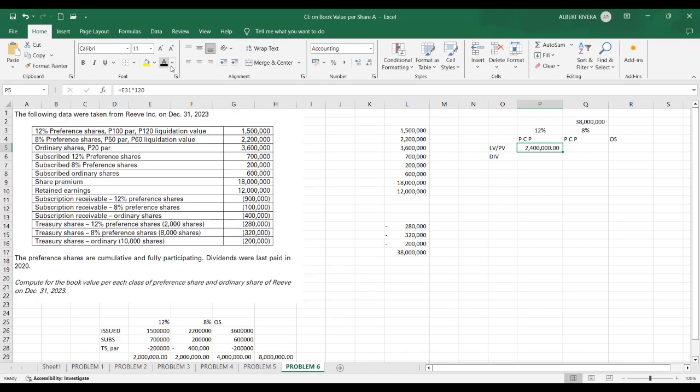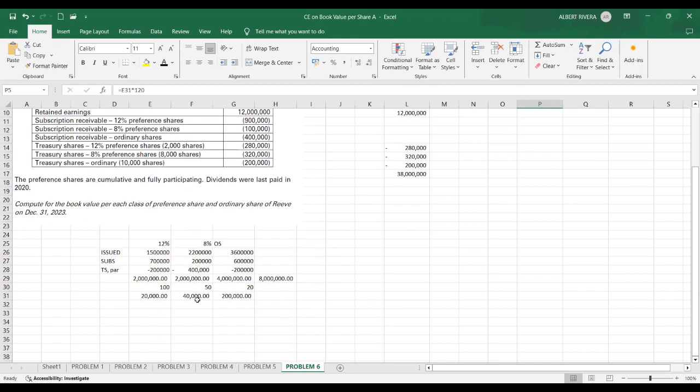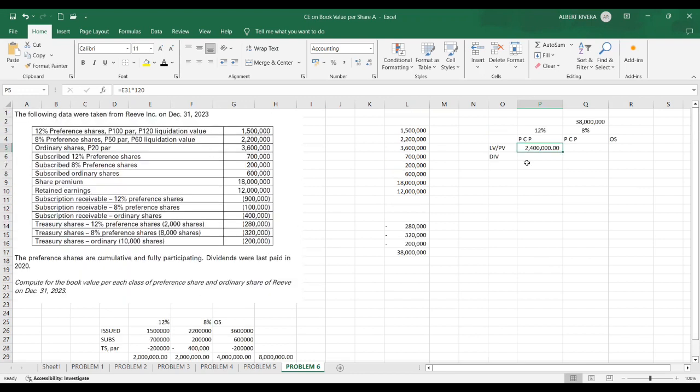Next, we have the second, the 8% preference shares with 60 pesos liquidation value. So that would be 40,000 number of shares outstanding. That's the liquidation value of 60. So this is the par value is 2.4. And the par of ordinary is 3.6.